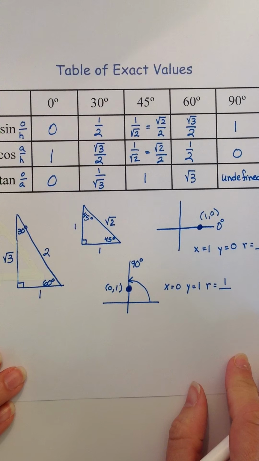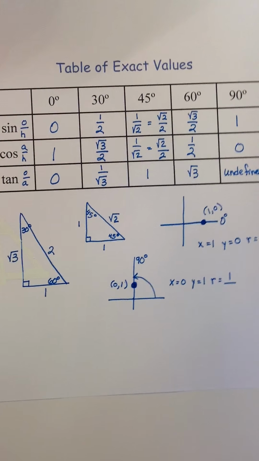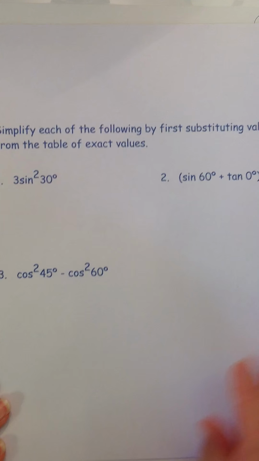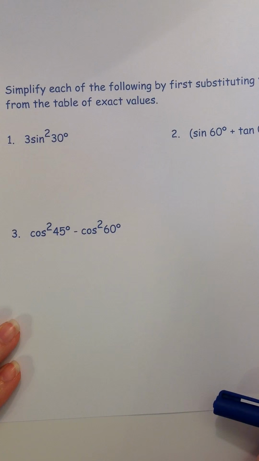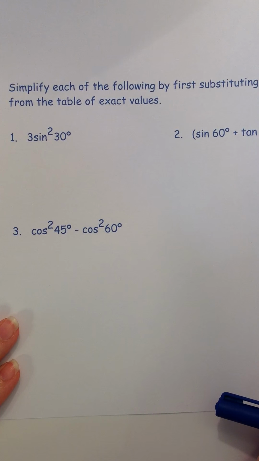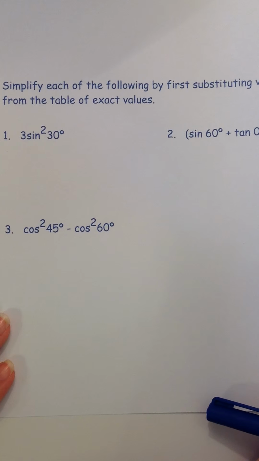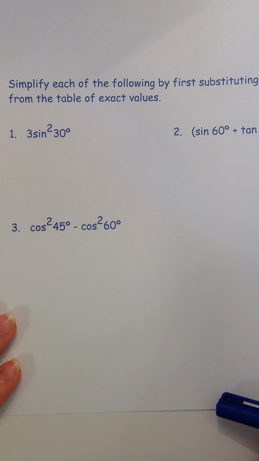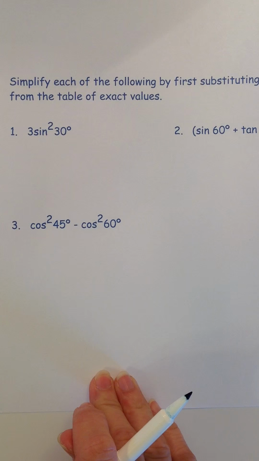Okay. So we're going to use these values that we've just determined on several of these problems that we're working. So you just need to keep that handy to refer to as we go through these examples. All right, so the first set of problems that we're going to look at, again, my instructions are off here just a little bit, but I'll scoot it over. Simplify each of the following by first substituting values from the table of exact values. So we're going to use the numbers that we've just come up with to work these out.